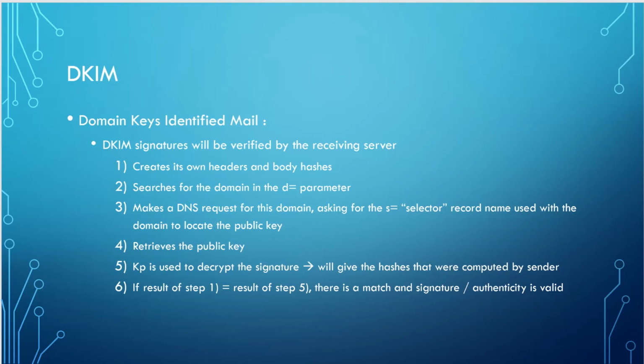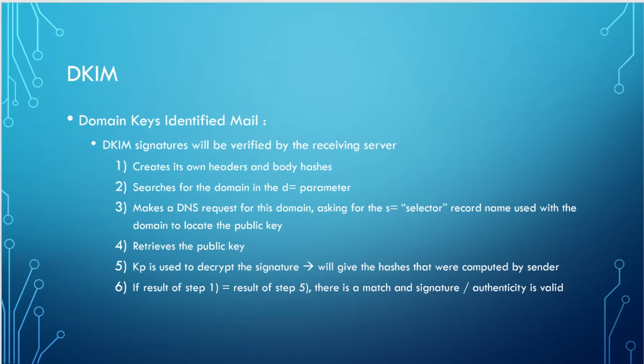Now, the domain key signature will be verified by the receiving server. So the receiving server will take the email, and it's going to create its own header and body hashes. It's going to search for the domain, which is in the D parameter of the signature. It's going to make a DNS request for this domain. It's going to ask for the S selector record name, and this selector record is used to locate the key in your DNS. And it's going to retrieve this public key, and this public key will be used to decrypt the signature, and it will give us the original hashes that were computed by the sender.